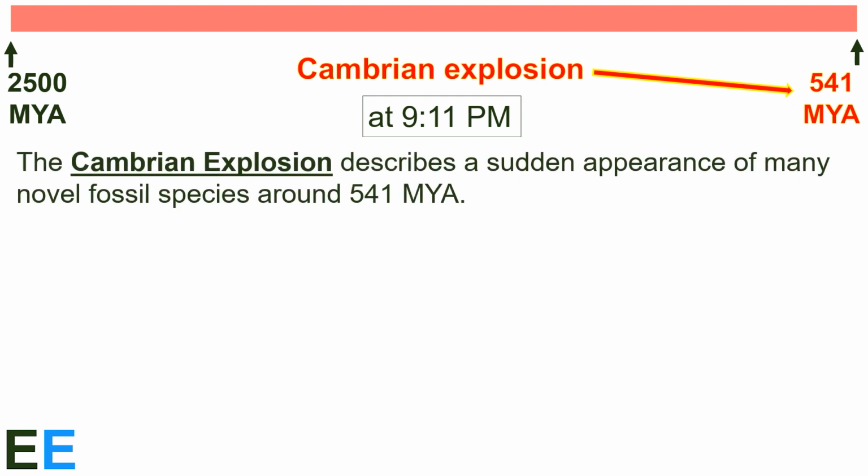The Cambrian Explosion describes a sudden appearance of many novel fossil species around 541 million years ago. This is when many of the major groups of organisms, phyla, we know today, first became visible in the fossil record. An unanswered question is, what was the cause of the Cambrian Explosion?